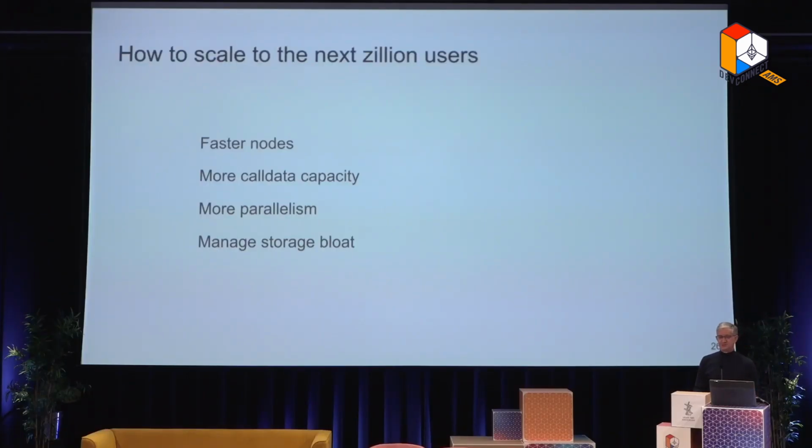All right, let me talk now a bit about how we can scale something like this to the next zillion users. So the way to get to the largest scale essentially is to identify each dimension in which you can scale, and then scale as much as you can in that dimension, and make sure that those improvements will compose with each other. So this will have some things in common with what Dankrad said this morning.